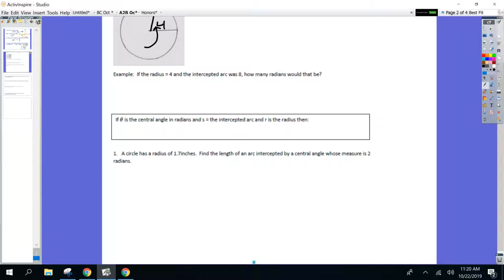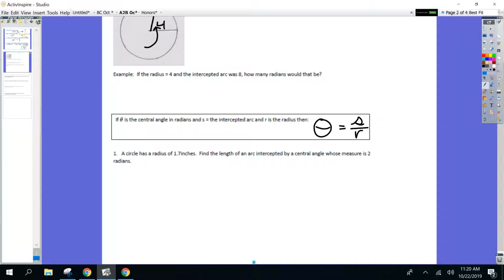Unfortunately, bad news. Anybody know my bad news? It's not on the formula sheet. It is the following: theta, our Greek symbol theta, equals S over R.